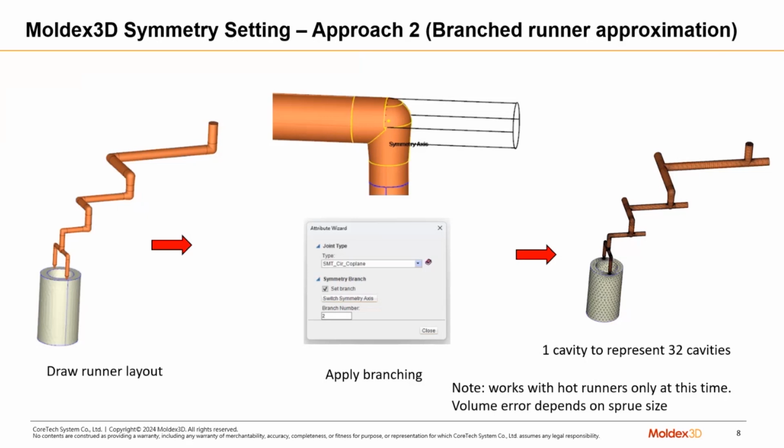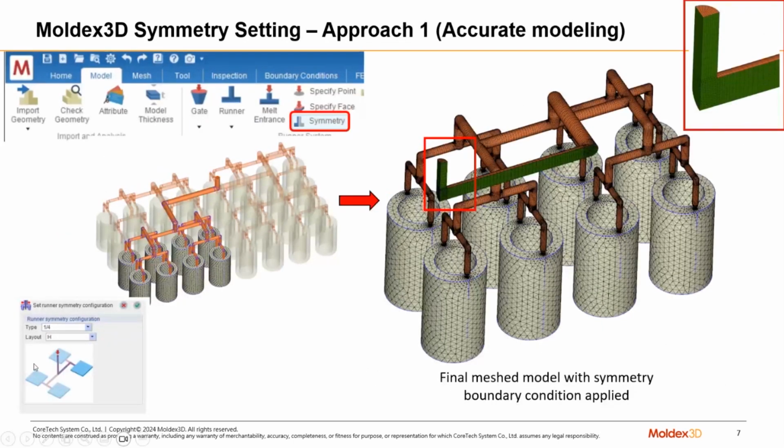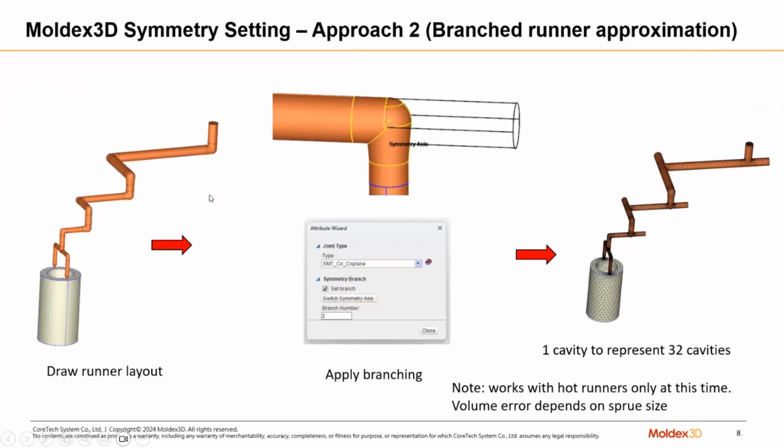And another approach, which is approach number 2, is branched runner approximation. So what does this mean? Basically, this is for when you have a very complex geometry, when it's hard to control the mesh and the mesh size is getting crazy large. What you can do is use this approach where, instead of considering one quadrant which has 8 cavities, you are just considering 1 cavity, right? And what you are estimating is basically how the runner flow would look. So that's what you are designing here.